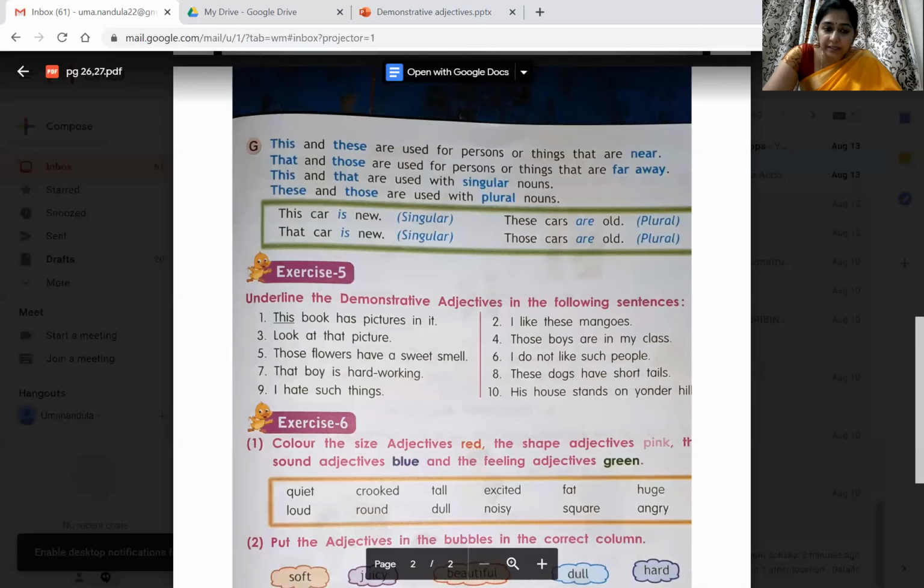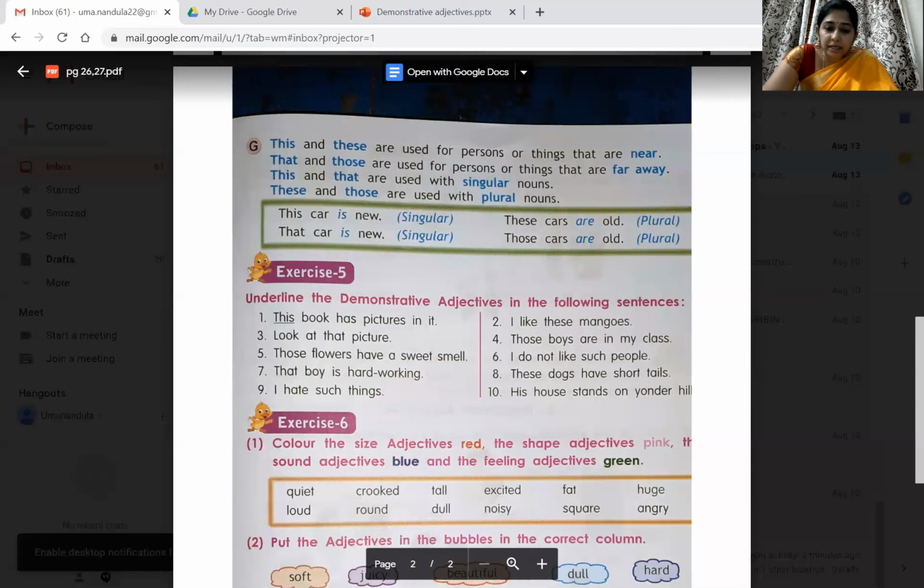In the box, you can see this car is new, it is singular. These cars are old, plural. That car is new, singular and far. Those cars are old. This is plural and far, not close. Okay, children? Understood? Shall we go for the exercise? Okay, just listen to the exercise. Afterwards, you can answer it, or with me also you can do if you can. Otherwise, concentrate on just listening to me, right?